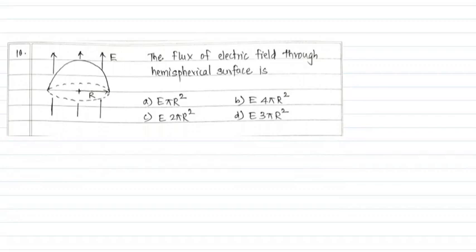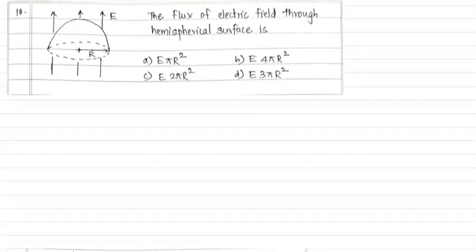Next, 10th one. The flux of electric field through this hemisphere surface. Now this hemisphere is placed in an electric field. The total flux through this is equal to 0 because the total number of lines incoming is equal to outgoing, or you can say no charge is enclosed inside this. Now this is divided into two: flux through the circular surface plus flux through the hemispherical surface is equal to 0.